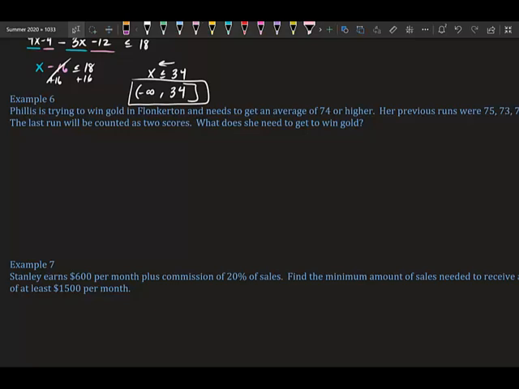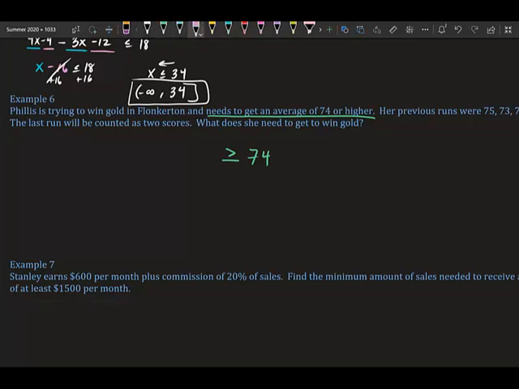So she needs to get an average of 74 or higher. So that means whatever it is, it needs to be higher than 74 or equal to. So she needs to get a 74 or higher.